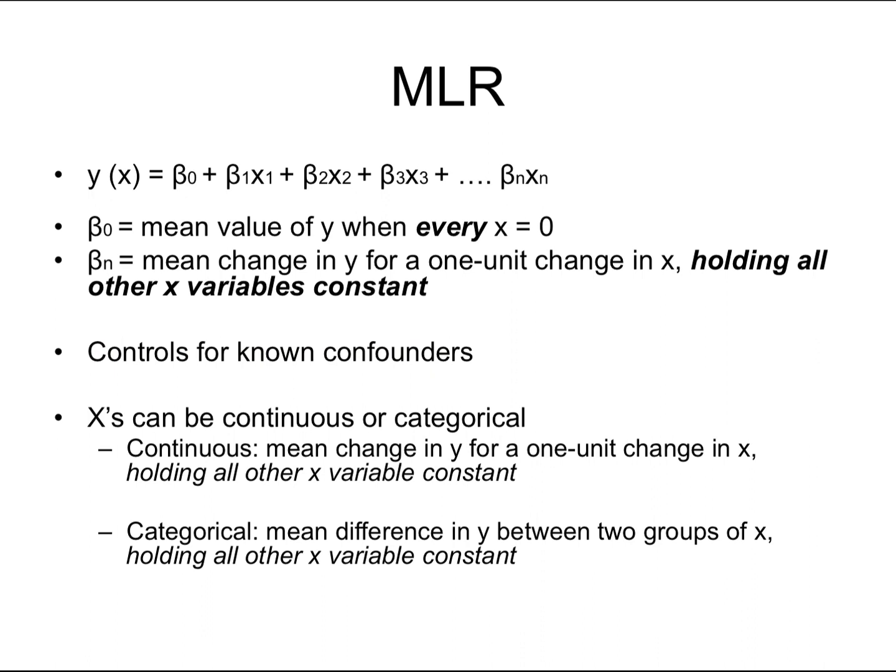The explanatory variables in a multiple linear regression model can be either continuous or categorical. If your x variable is continuous, your slope tells us the mean change in y for a 1-unit change in x, holding all other x's constant. If your x variable is categorical, the slope tells us the mean difference in y between the two groups of x, holding all other variables constant.